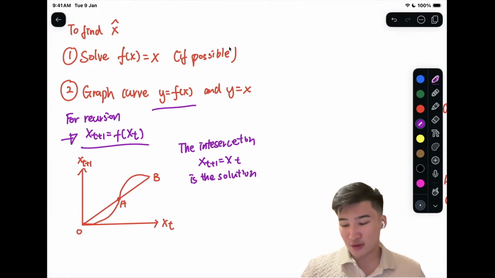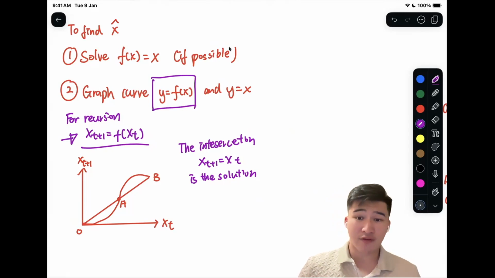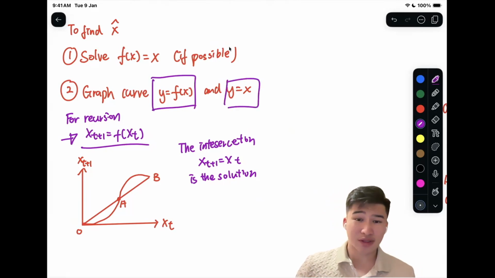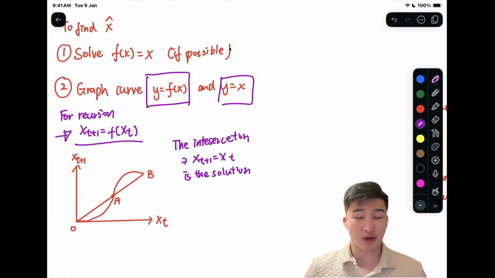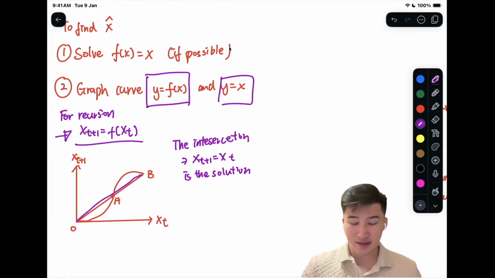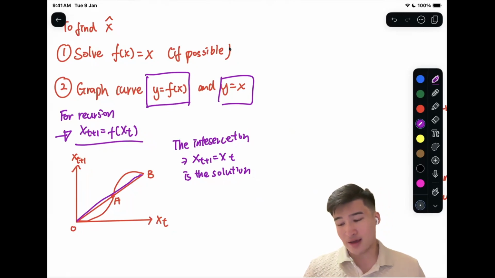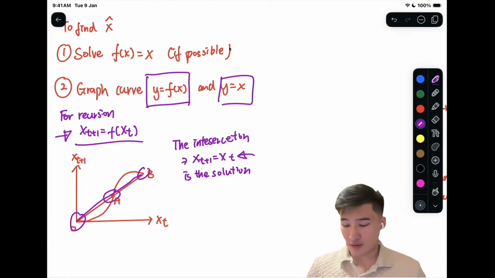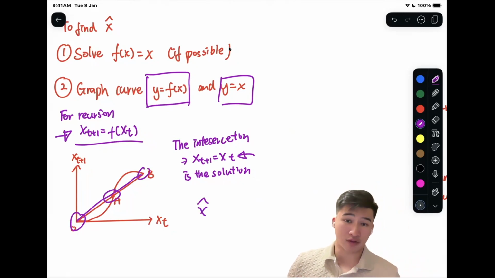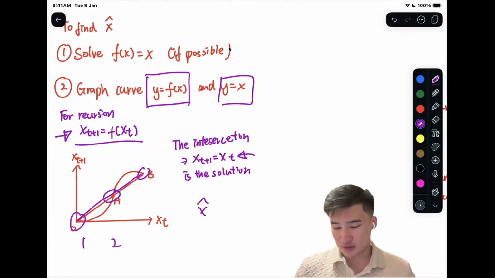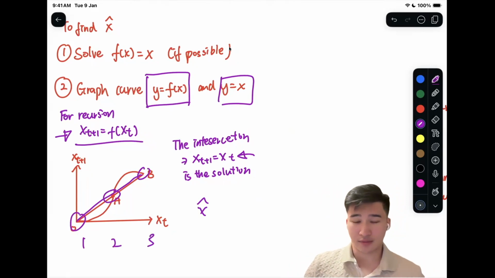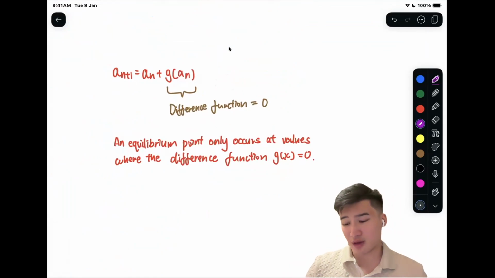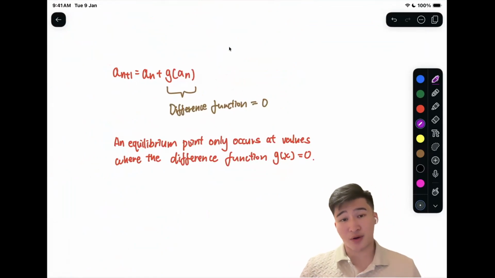We want to graph the curve of y = f(x), and we also want to graph the curve of y = x. y = x basically means x_{t+1} is equal to x_t. So we have a straight line like this in the middle, which is y = x, or x_{t+1} = x_t. Then we want to find the intersections of these two curves, and that's how we get the value of our x hat. We can have multiple equilibria. You see that we have 1, 2, and 3 equilibria in total here. And just a super quick recap here: remember that the updating function is also equal to our current term in addition to our difference function.